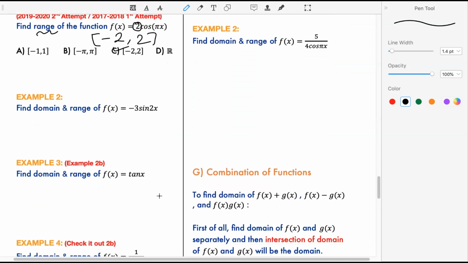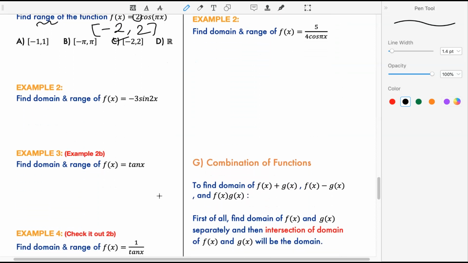Find domain and range. For the range, we focus on the coefficient. The coefficient is negative 3, so from negative 3 to positive 3. For the domain, it's always all real numbers, because remember the graph of sine or cosine, it's a wavy shape. It keeps going infinitely in both directions. So it's always all real numbers.